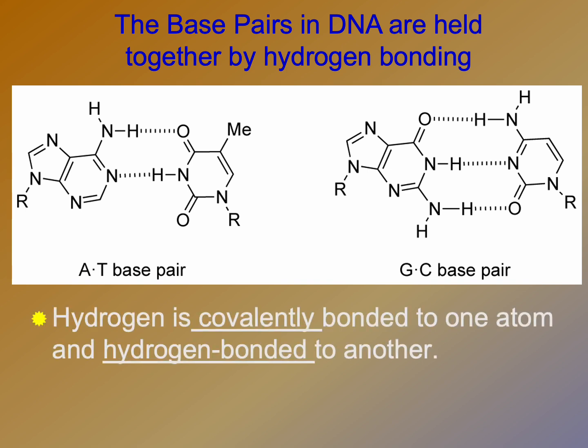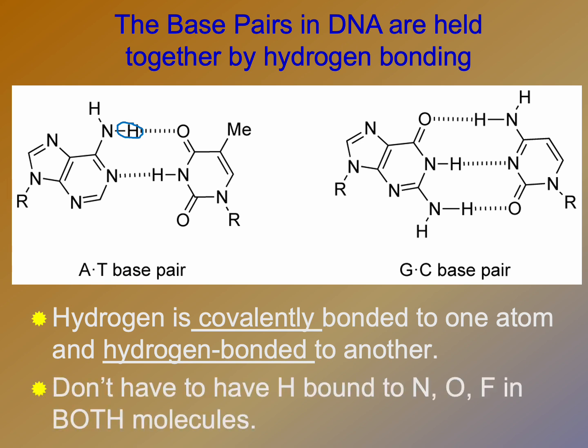And remember, hydrogen is covalently bonded to one atom, and then it is hydrogen bonded to another. So if you're looking at the AT base pair, this hydrogen is attached to a nitrogen covalently, and then it is attracted to the oxygen on the other base pair. And they don't have to have hydrogen bond to nitrogen, oxygen, or fluorine on both molecules. It just tends to be attracted to one of those very electronegative elements on another molecule.